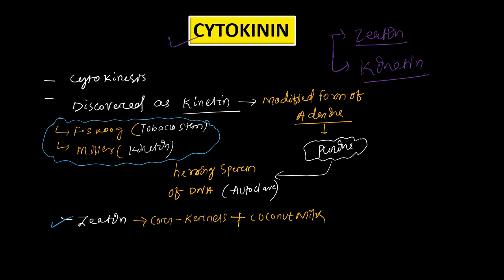One is this is discovered first. Kinetin is discovered from herring sperm DNA. Herring sperm DNA was autoclaved, and this kinetin is the modified form of adenine. Everyone knows what adenine is? This is the structure of DNA, adenine. This adenine is also known as a purine. So this is kinetin, discovered from herring sperm DNA.